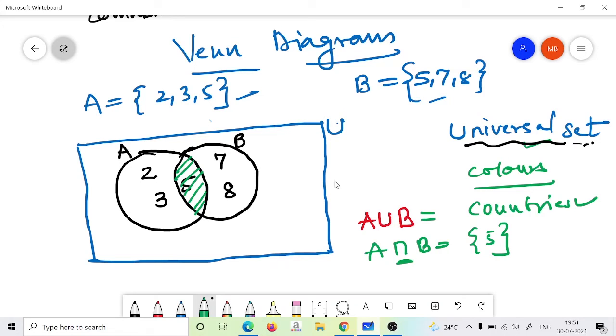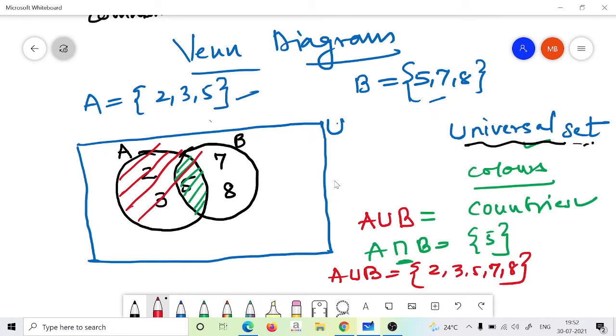What will be A union B? We know it is the elements which are in A or in B, or we can define it as the totality of the elements in both A and B. So A union B will be 2, 3, 5, 7, and 8. And while representing in a Venn diagram, we'll shade the complete region comprising A and B. So this is how we represent union and intersection of sets through a Venn diagram.